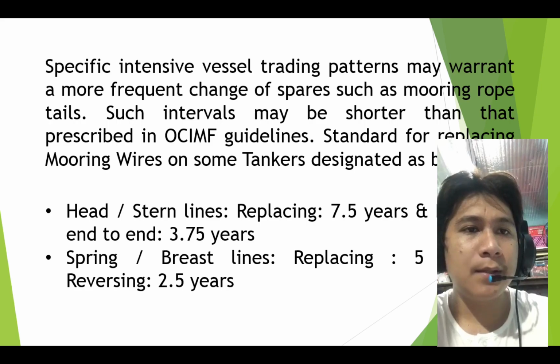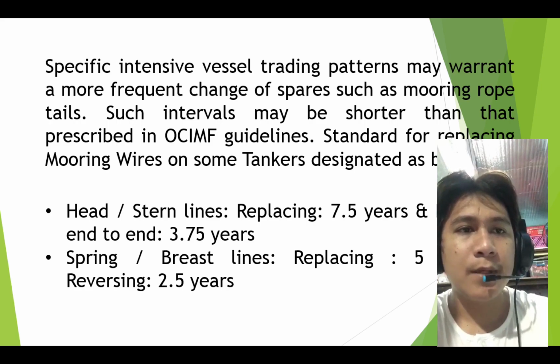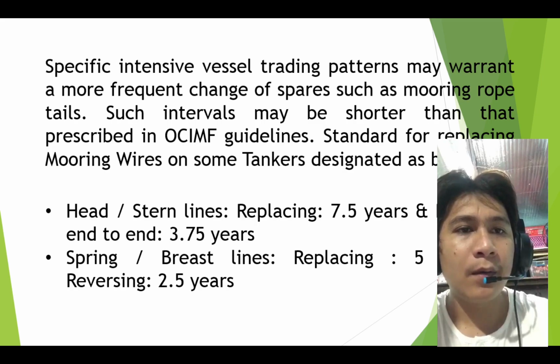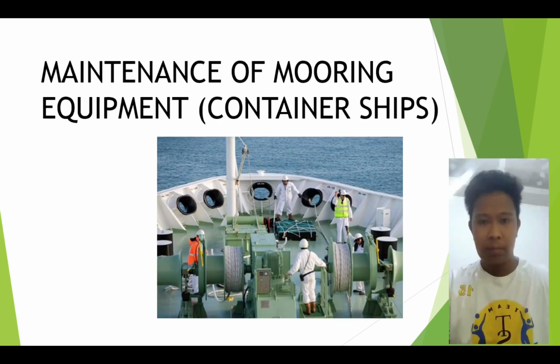Such intervals may be shorter than that prescribed in OCIMF guidelines, the standard for replacing mooring wires on some tankers designated as below. Head and stern lines: replacing 7.5 years and reversing end to end 3.75 years. For spring or breast lines: replacing 5 years and reversing 2.5 years.